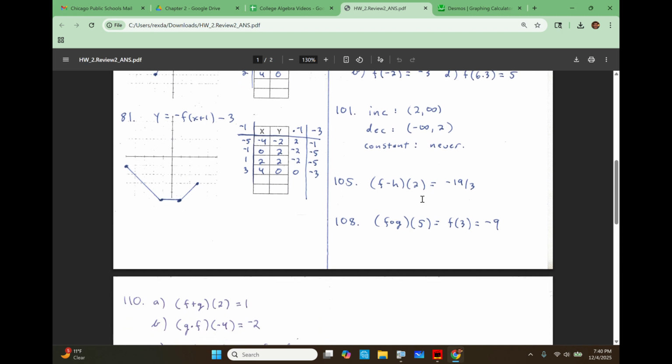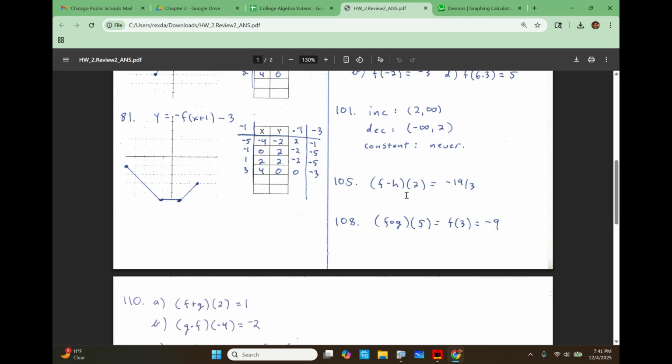Okay, so now we're doing some function arithmetic. If you want (f minus h)(2), that's the same as f(2) minus h(2). So f(2) is going to be minus 6, and then h(2) is going to be 1/3. So minus 6 minus 1/3. Minus 6 is the same as minus 18/3, minus 1/3 is minus 19/3. F minus h. Check 108.